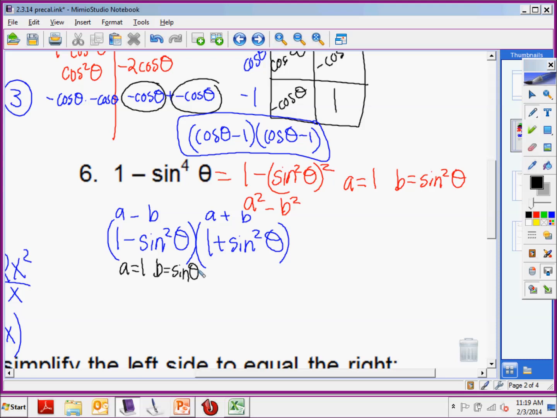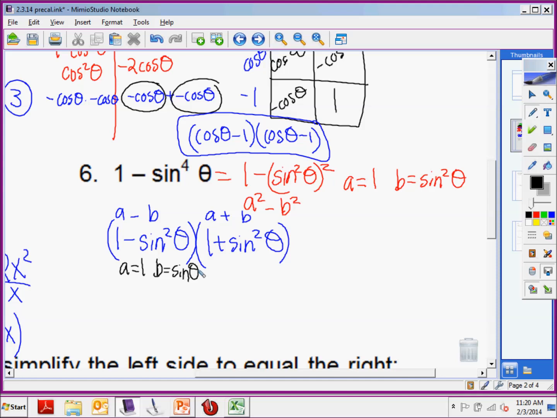Why? Because the identity is a squared minus b squared, so it's already a minus. A negative times a negative makes a positive. Why is it not squared anymore? It still is squared. We're just identifying our a and our b to write our factors.